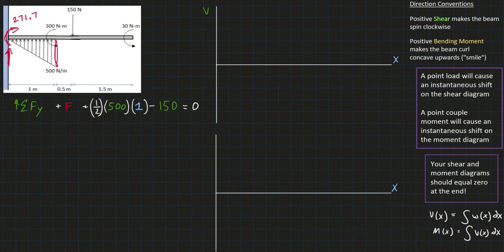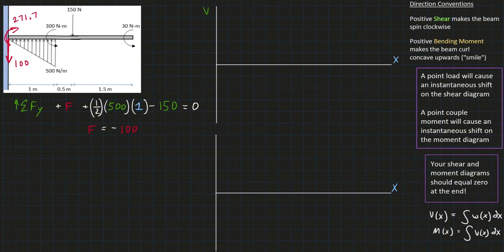So now I can sum the forces in the y. I have my fixed support force going up, I have my triangular distributed load going up, and this 150 going down. So I can solve for that F. And I got a negative 100, which means that force is actually going downwards.